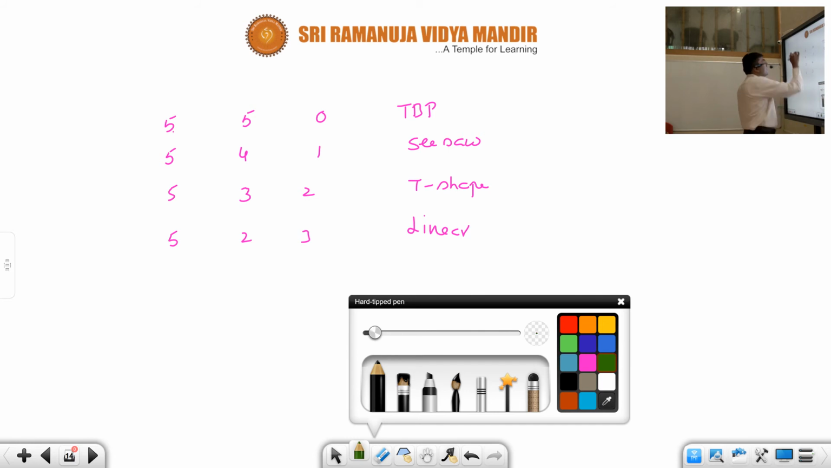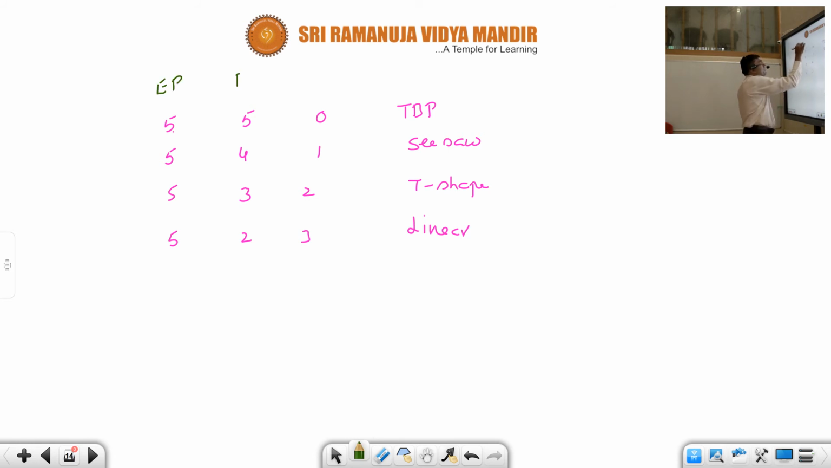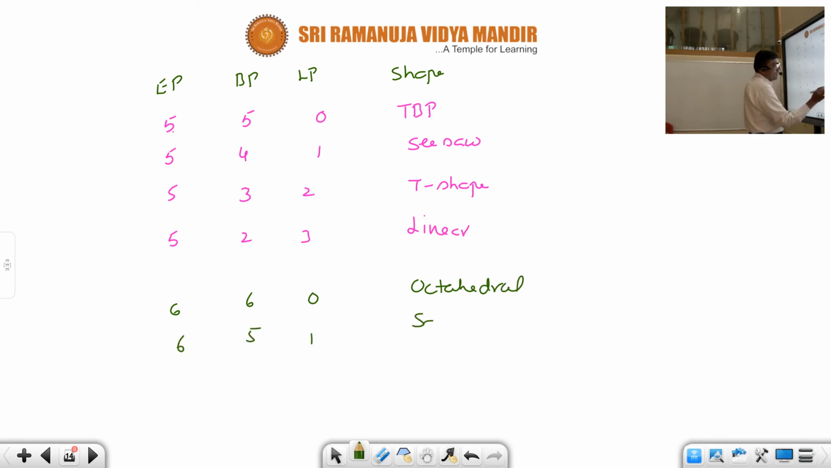So this is what you have studied. This column is electron pairs, this is BP, bond pairs, LP, lone pairs, and this is the shape. Now if you have 6 electron pairs, 6 bond pairs, no lone pair, it is octahedral. If there are 6 electron pairs, 5 bond pairs, 1 lone pair, it is called square pyramidal structure. And 6 electron pairs, 4 bond pairs, 2 lone pairs, it is called square planar structure.